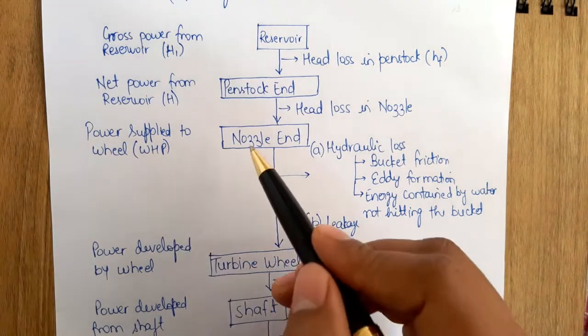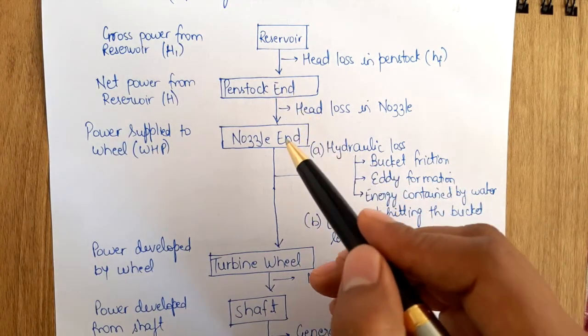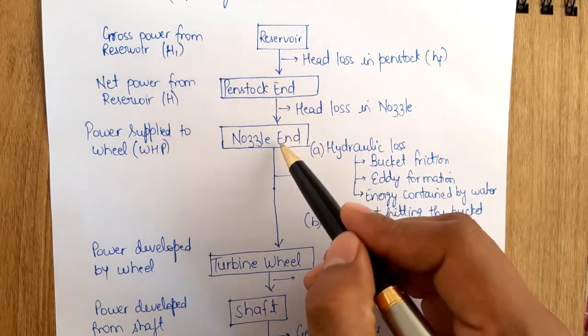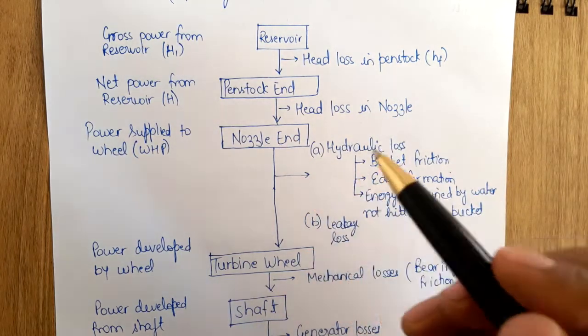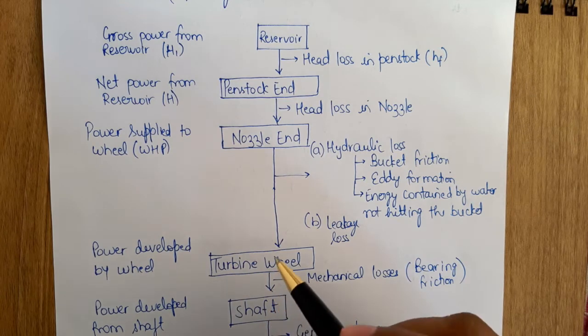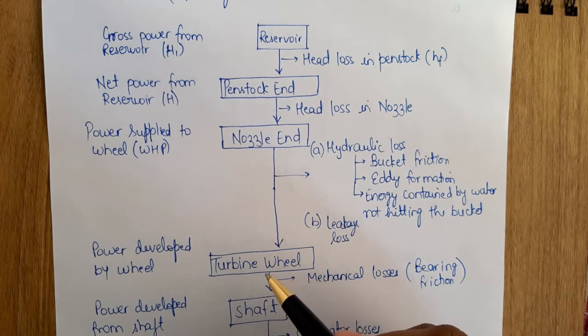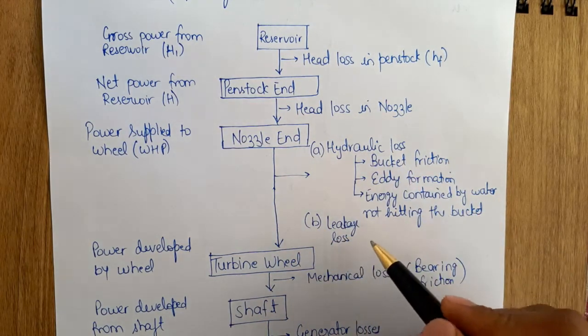Okay, so this will reach the nozzle end, and from the penstock end to the nozzle end, we will have the head loss in the nozzle. Now after the nozzle end, the water will reach the turbine wheel, and at the turbine wheel we have power developed by the wheel. So between the nozzle and the turbine wheel, we have hydraulic loss and leakage losses.